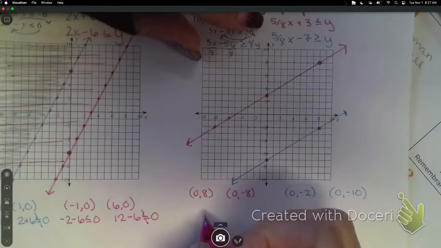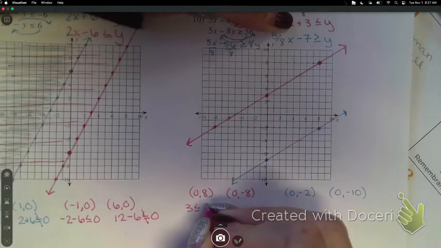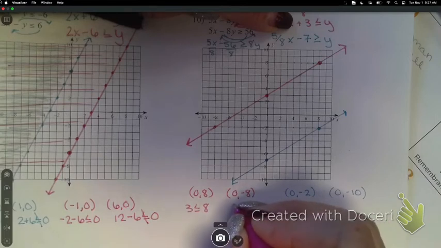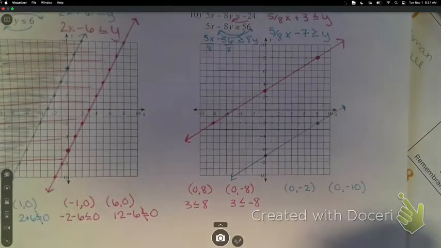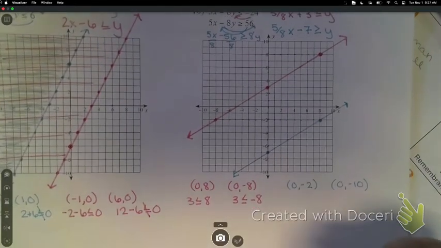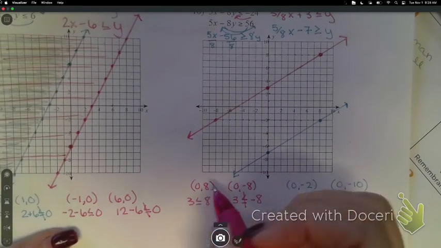So if my x is 0, that zeroes out this. So I get 3 is less than or equal to 8, and I get 3 is less than or equal to -8. Which one of those is true? The first one. So the second one would be above it.